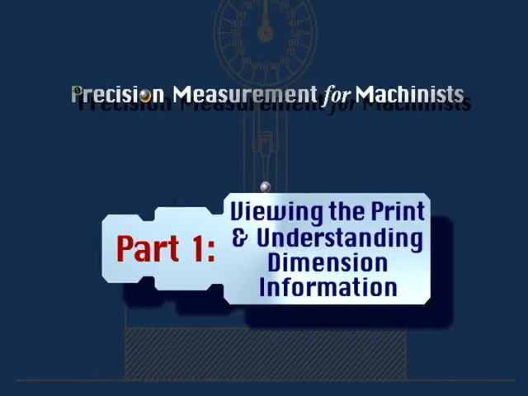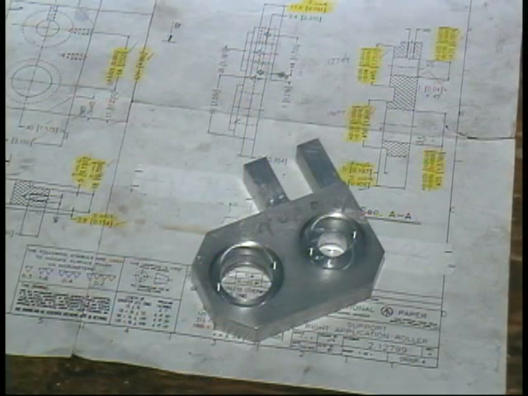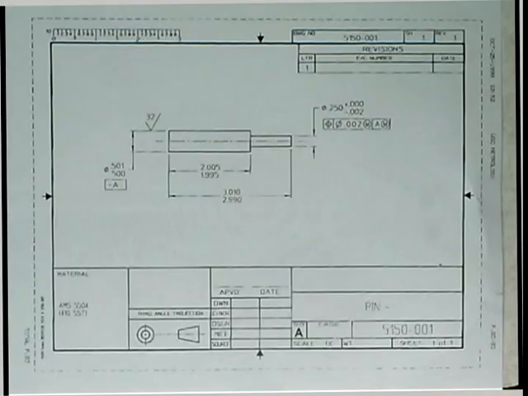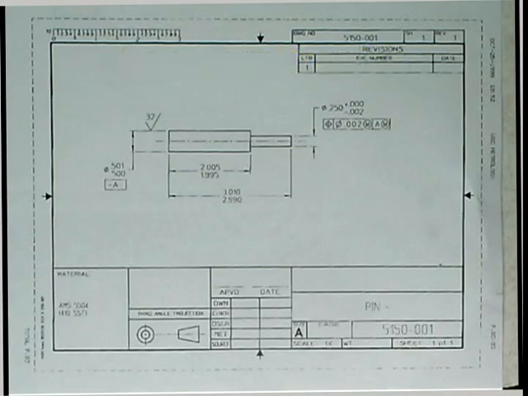Part 1. Viewing the print and understanding dimension information. All workpieces are 3-dimensional objects which have a length, width, and depth. Since part drawings are 2-dimensional, different views must be utilized to illustrate all of the features accurately on a print. Most prints are either 1-view drawings, 2-view drawings, or 3-view drawings. It is possible that a drawing may have up to 6 normal views, along with other specialized views as needed.